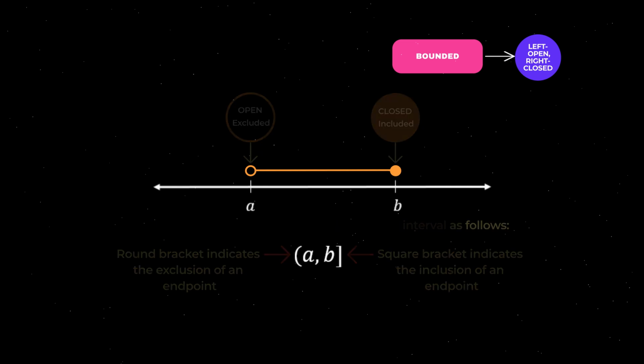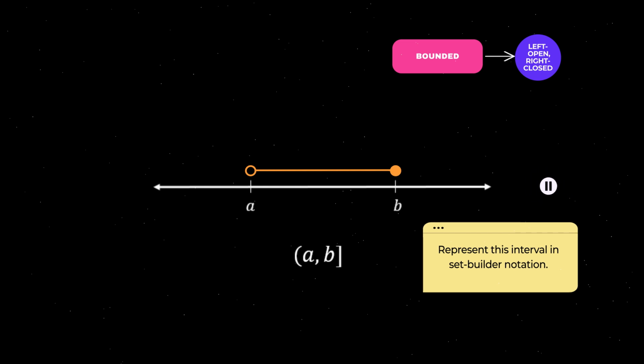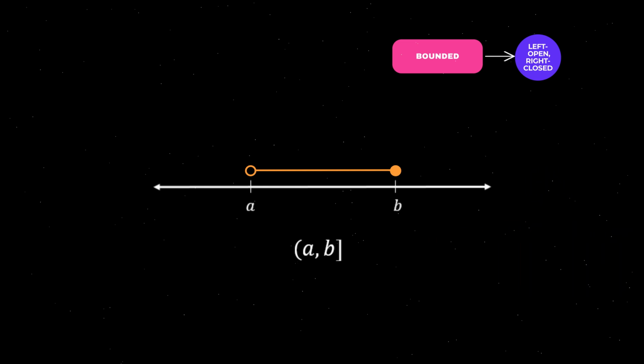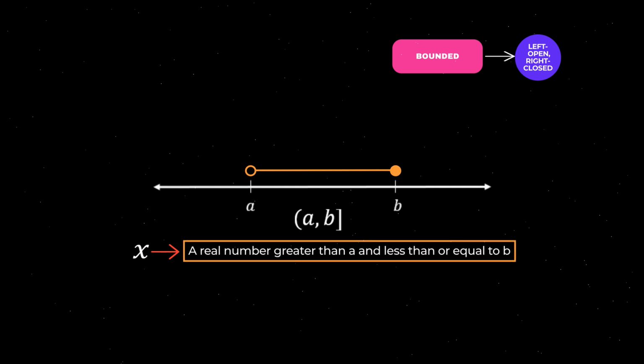As a review exercise, pause this video and try to represent this interval in set builder notation, and when you have finished, press play and I will go through the solution. Okay, to represent this interval in set builder notation, we first define a variable x as a real number greater than a and less than or equal to b, and then we build the number set using curly brackets as shown here.